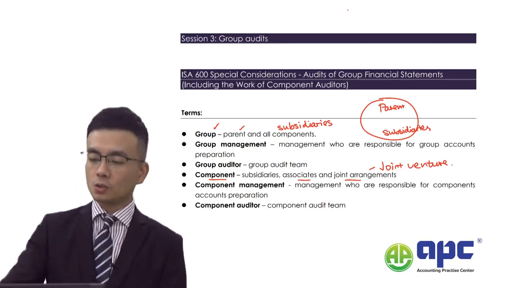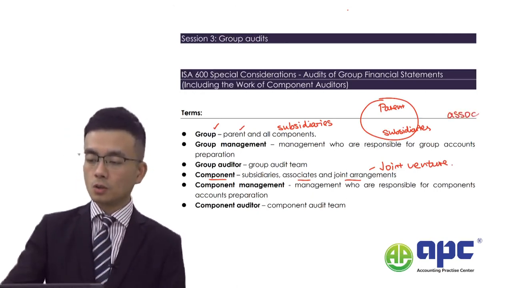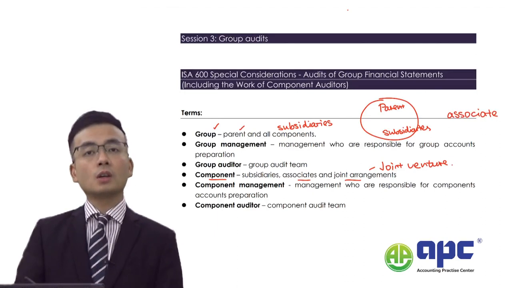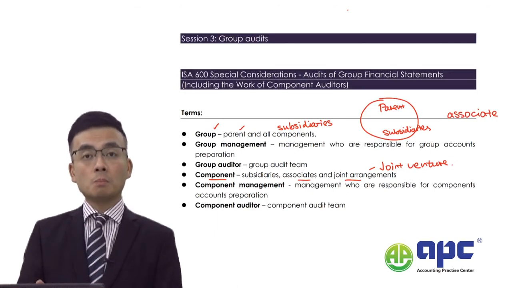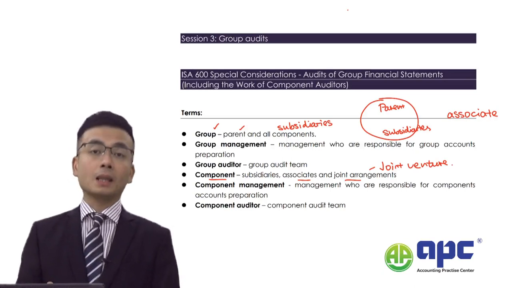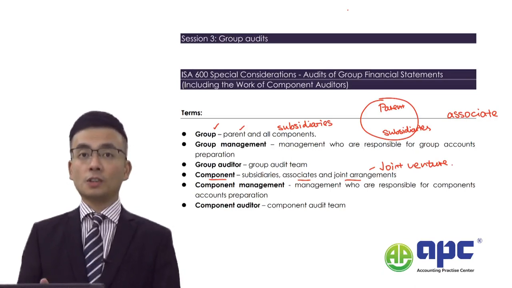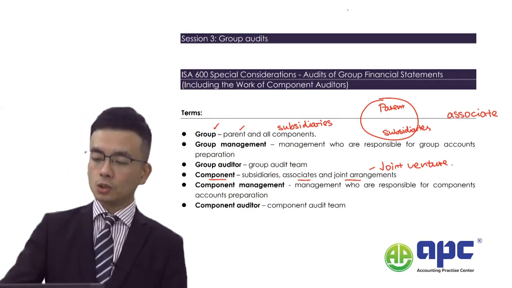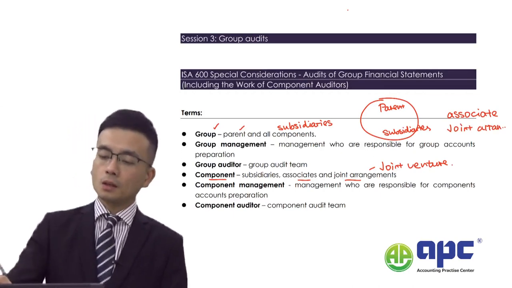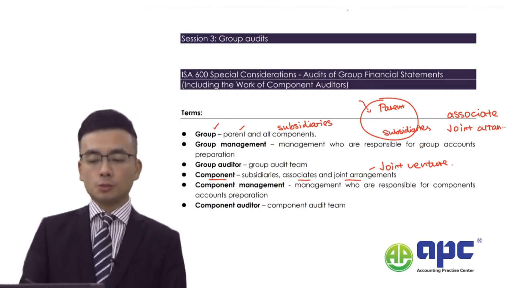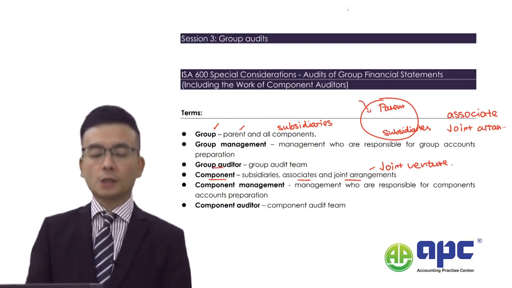Because the associates, we are not consolidating the associate on a line-by-line basis, because for example, we hold more than 20% of shares but less than 50% of another entity. And also the joint arrangement is outside the group. Now, if we are the auditor for the group, we are called group auditor.